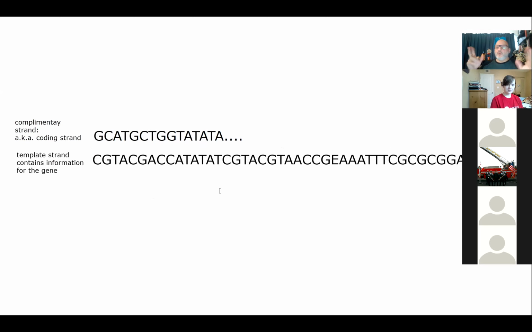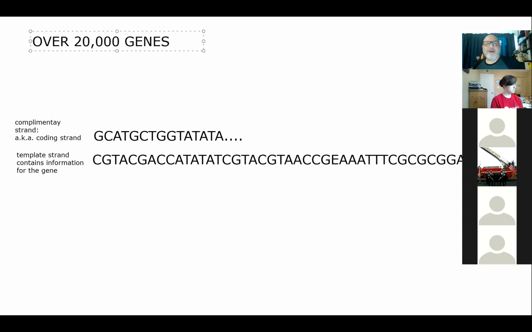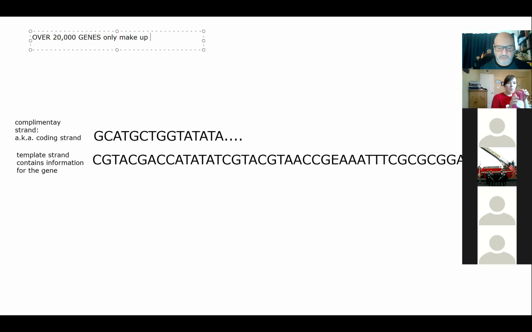Now, we have an issue here. The issue is we are a cell and we want to make a protein. And as we talked about, we have over 20,000 genes. Pretend that's 1,000 genes. However, those genes only make up about 1.5% of the total DNA.